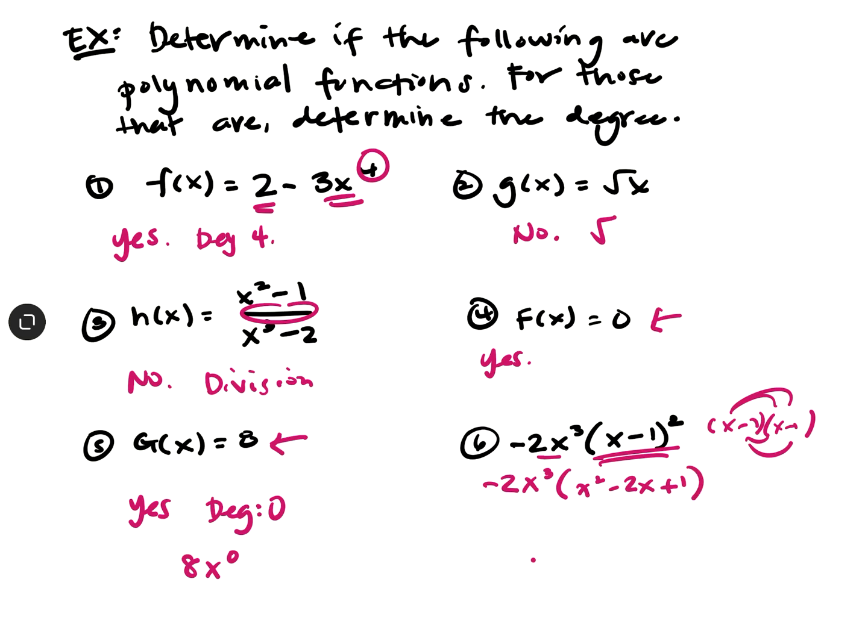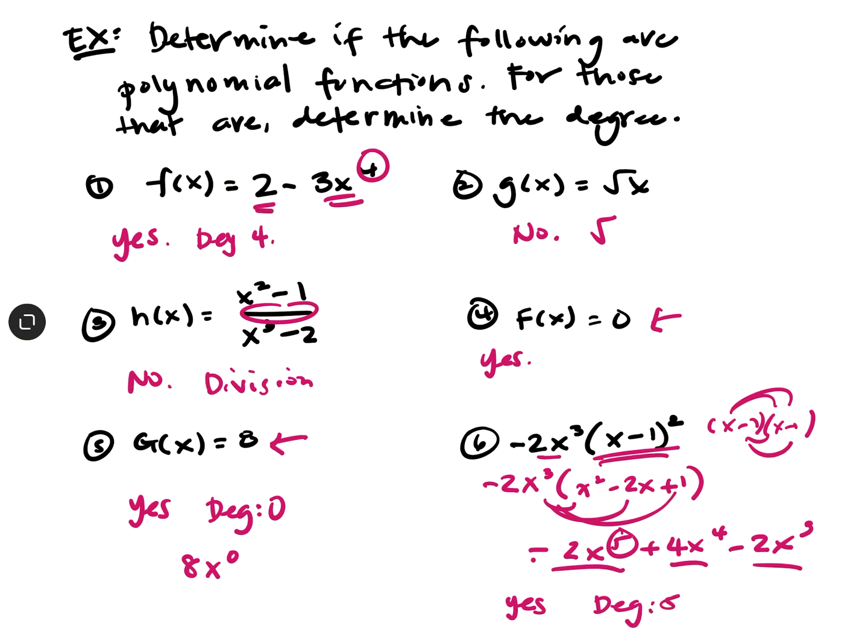And then if we distributed this now, 2x cubed, then we get negative 2x to the 5th plus 4x to the 4th minus 2x cubed. Now we definitely have a polynomial, right? Because this term is okay. It's a number with a variable with an exponent. Then we have addition, and then we have another number with a variable with an exponent. Then we have a subtraction with a number and a variable and an exponent. So this is definitely a yes for a polynomial. And then the highest exponent here is 5, so the degree would be 5.